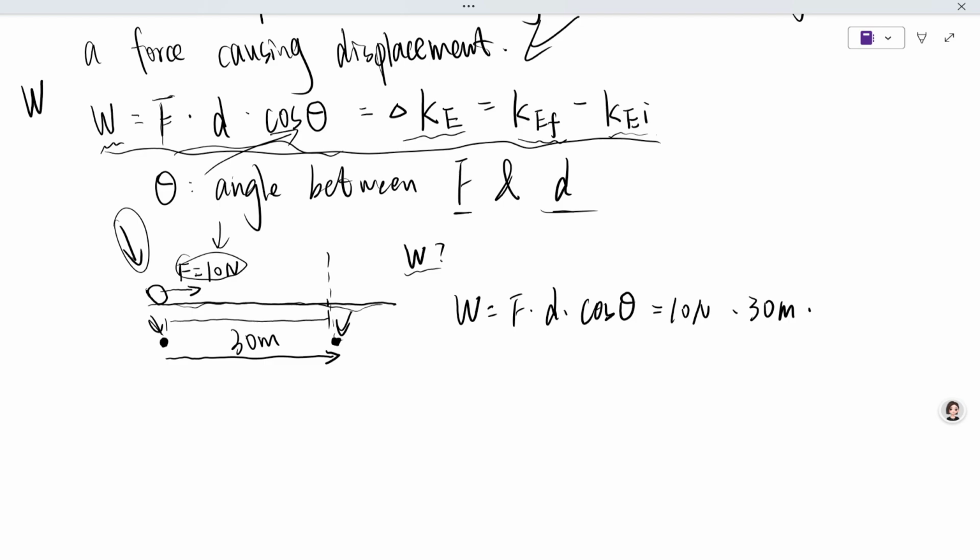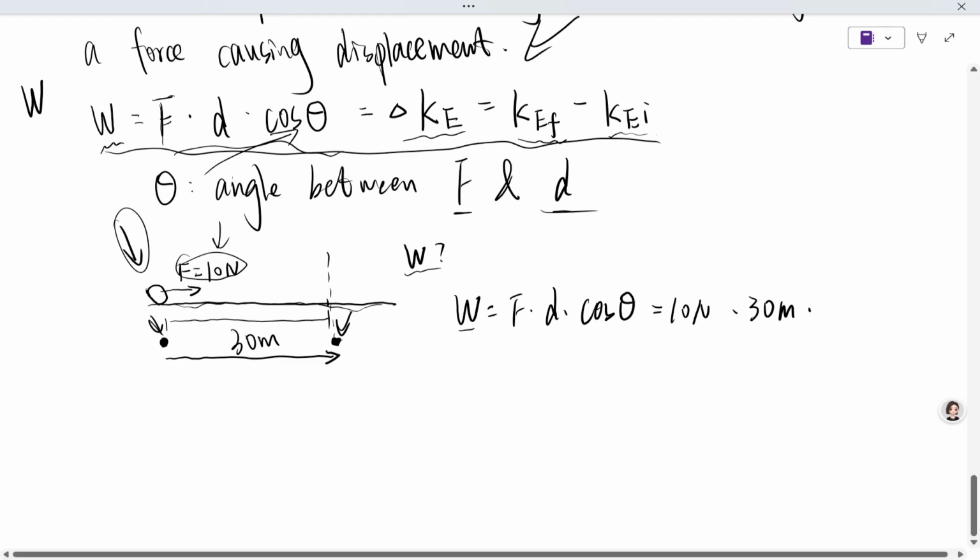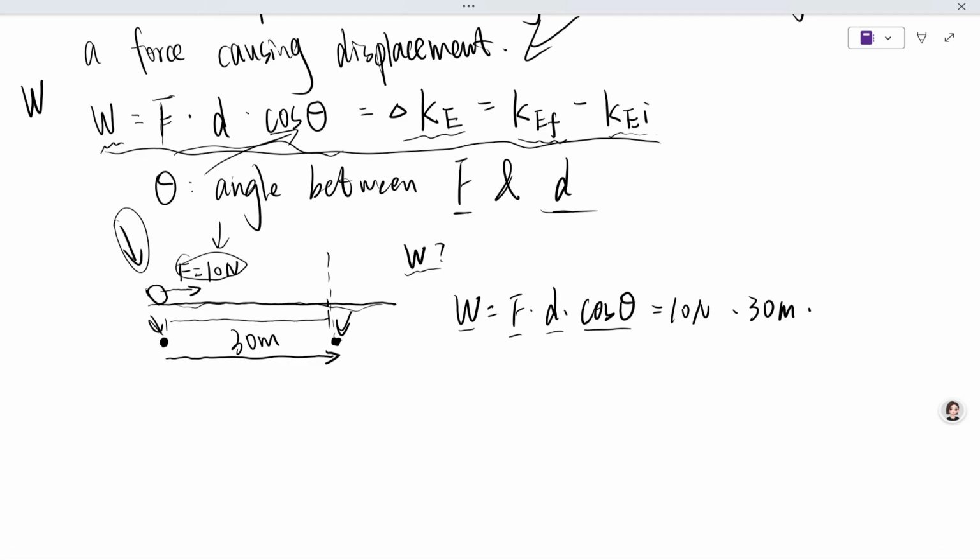Well, I already give you the answer here, but let me explain it. This is work, right? And it is equal to F times D times cosine theta. And what is F? F is just this action force, right? Which is 10 newtons over here, times D, the distance it travels. It is 30 meters, and you don't need to care about the direction over here. However, what is cosine theta? Let's figure it out. I already told you it's the angle between F and D.